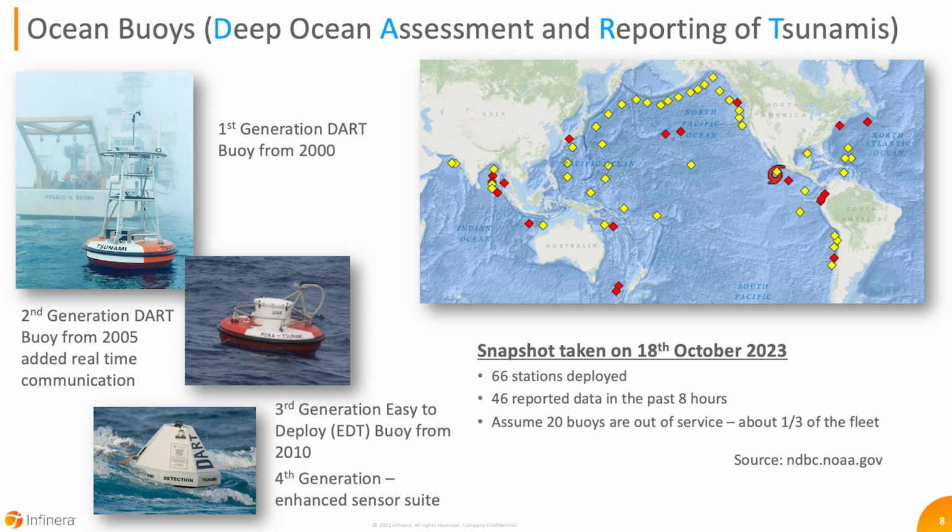Generations 3 and 4 are EDT, easy to deploy, and what that means is you can really launch them from any vessel, more or less. Once they go into the water, the sensor cable auto deploys down to the seafloor. And the issue, again, is that they are expensive and difficult to maintain.